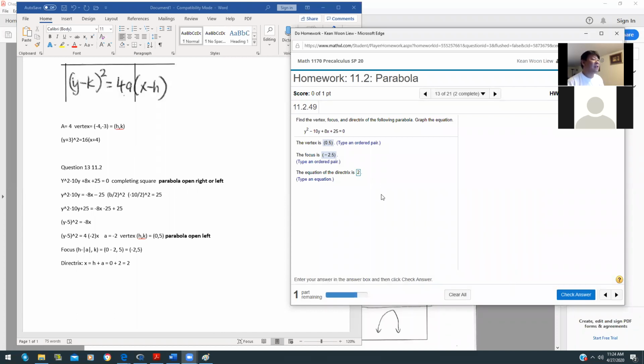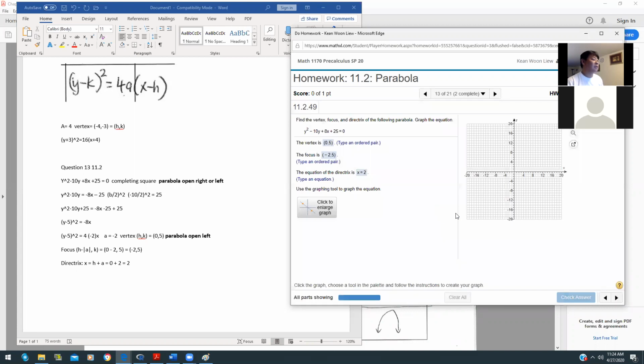Yes, it's asking for an equation. You're right, Mong. So in this case, it should be x equals 2, not 2. Same thing happens in your test. If you give me just 2, you get it wrong. Okay, it's the equation. And now we're gonna graph this.